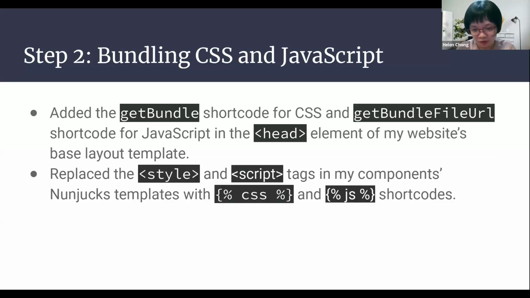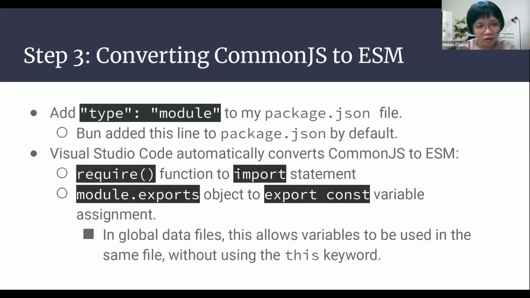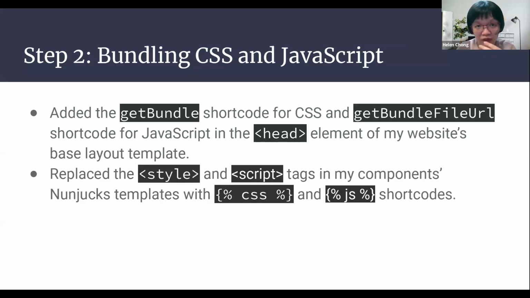So next I open the base layout template for my entire website and enter the getBundle shortcode for CSS and getBundleFileUrl shortcode for JavaScript in the head element. Then I replace the style and script text in my components Nunjucks templates with CSS and JS shortcodes. So now my component-specific CSS and JavaScript are bundled in the output.